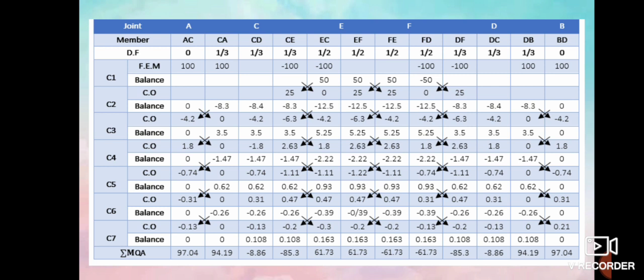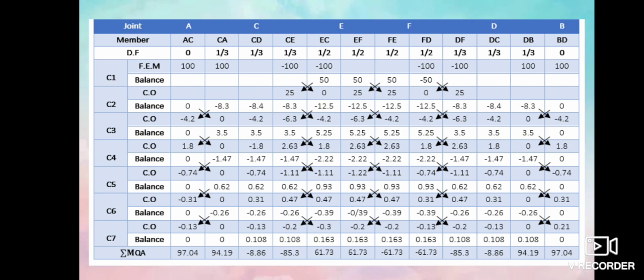We have the distribution factors. We already got these. For AC, we have 0. From our last couple of slides, we have 1/3 for CA, 1/3 for CD, 1/3 for CE, 1/2 for EC, 1/2 for EF, 1/2 for FE, 1/2 for FD, 1/3 for DF, 1/3 for DC, 1/3 for DB, and 0 for BD. For the fixed end moments, we have 100 for AC, 100 for CA, and negative 100.